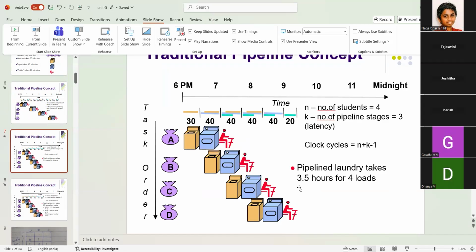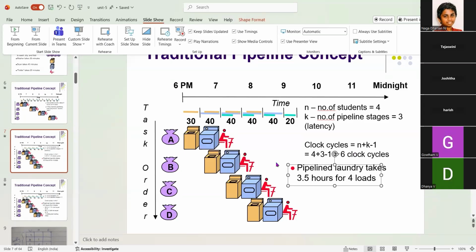So essentially, 4 is our n, plus 3, which is our k, minus 1, which is 6 clock cycles. If you see, the first step takes 1 clock cycle, the second step takes 2 clock cycles, then a third clock cycle, fourth clock cycle, fifth clock cycle, and sixth clock cycle. So it takes 6 clock cycles in total in our example over here.